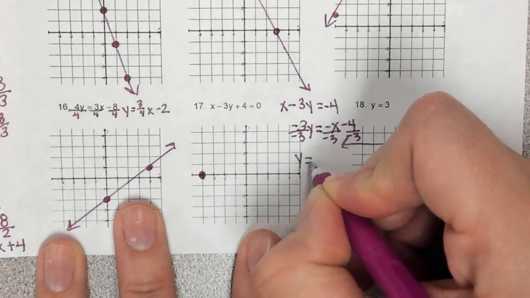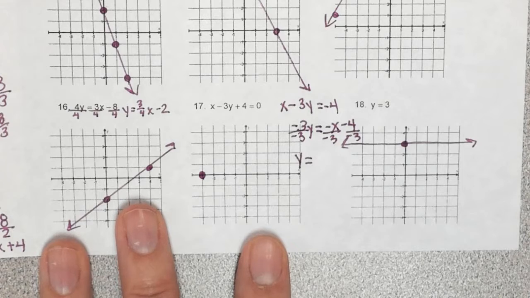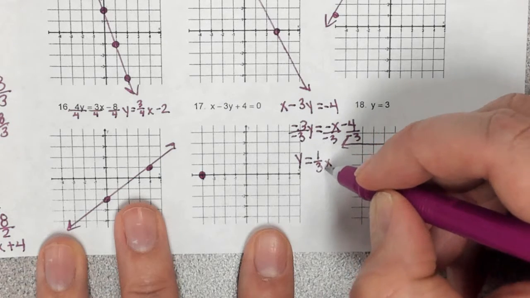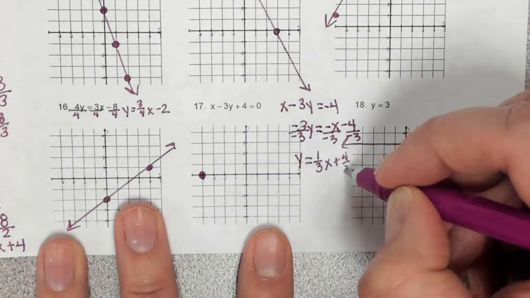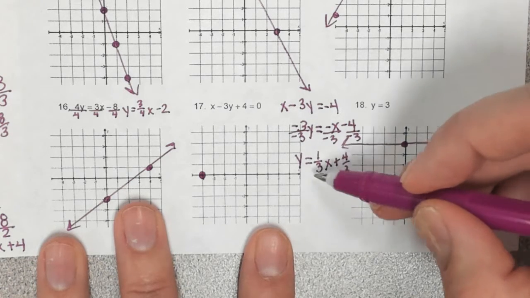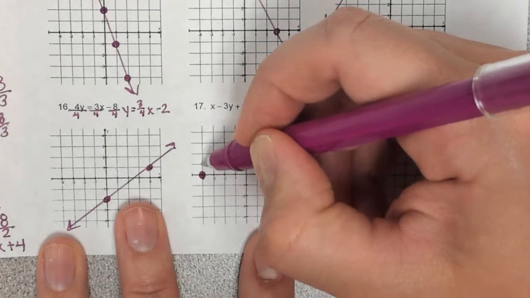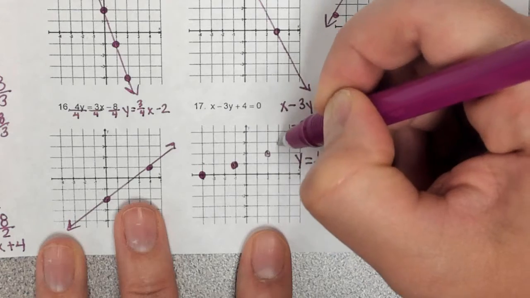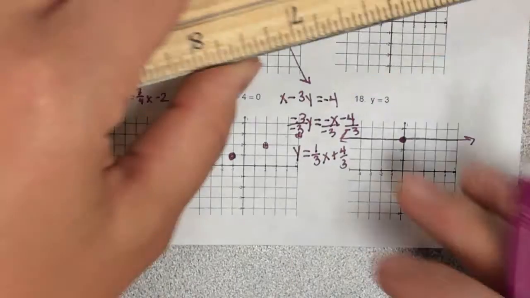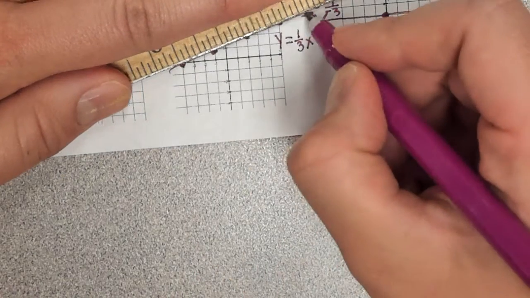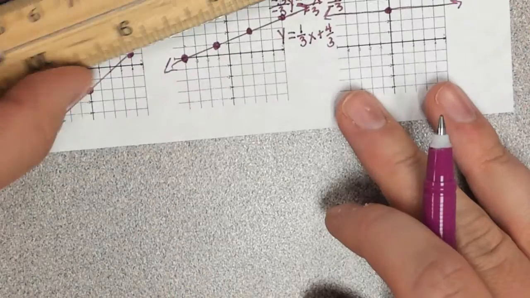So I have y equals, what happens when I have negative over a negative? Positive. And instead of writing x over 3, I'm going to write that as 1/3 x, and then plus 4/3. Now again, I know that that's an ugly y-intercept, but at least I know the slope. I know the slope is 1/3, so I can go up 1, right 3. Up 1, right 3. Up 1, right 3, and there we go. Okay? That one was the trickiest one on there, but you want to have it down correct in your notes so you have something to look back on later.